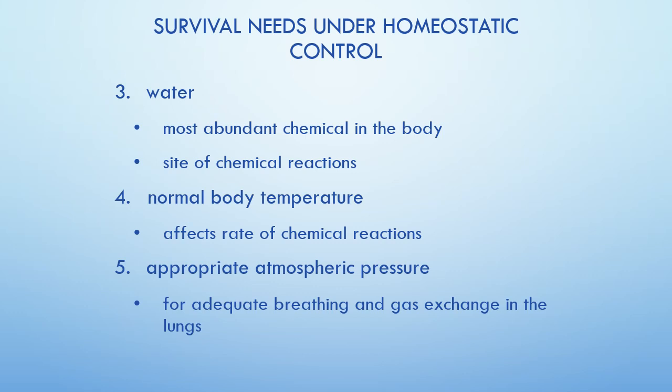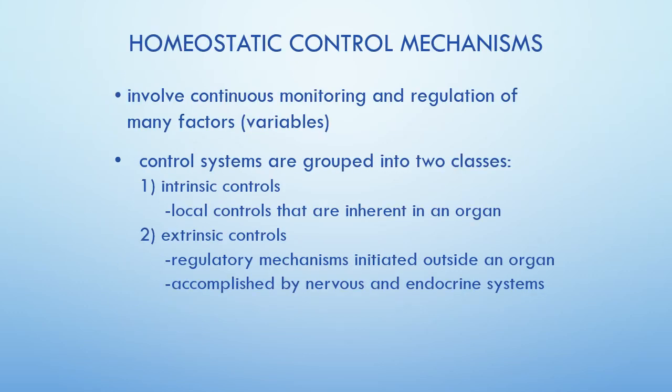We need to be able to control atmospheric pressure. So this is essential for breathing. So we've got to be able to raise and lower the pressure inside our chest in order to get our body to move gases in and out of the lungs. So homeostatic control comes down to, with all of those different needs that we have, we've got to be able to make sure that we are able to control them in one way or another.